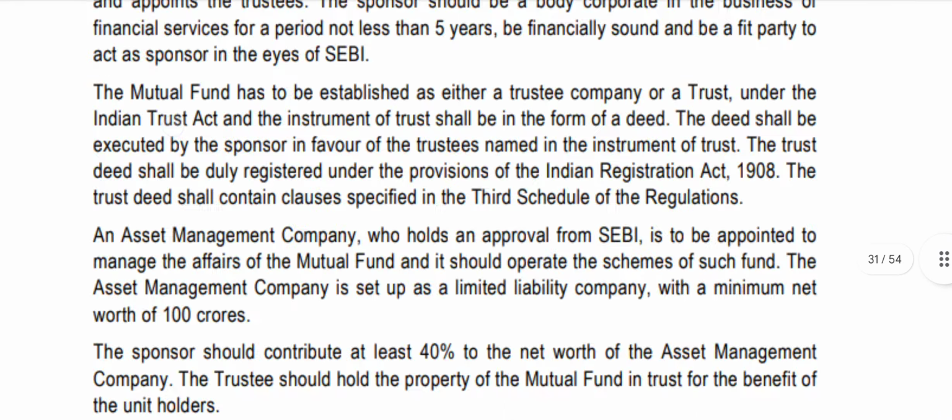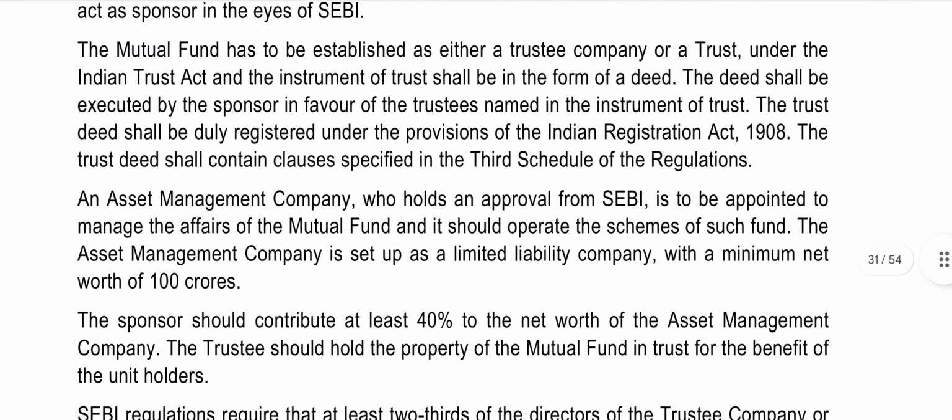Whatever trust deed has been prepared by the sponsor in favor of trustees, that deed has to be registered under the provisions of the Indian Registration Act 1908. The trust deed shall contain clauses specified in the third schedule of regulations. An asset management company which holds an approval from SEBI is to be appointed to manage the affairs of the mutual fund, and it should operate the schemes of such fund.